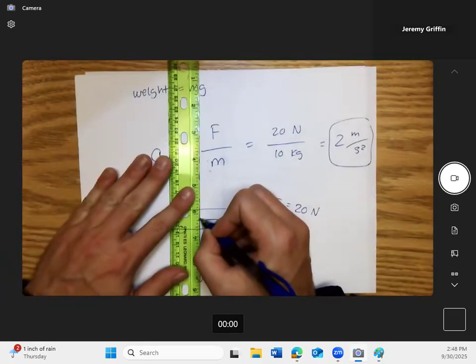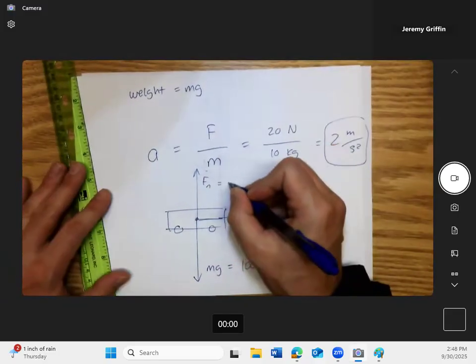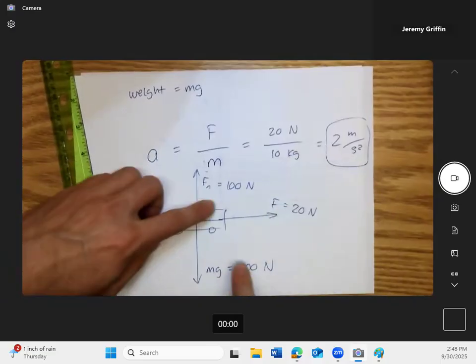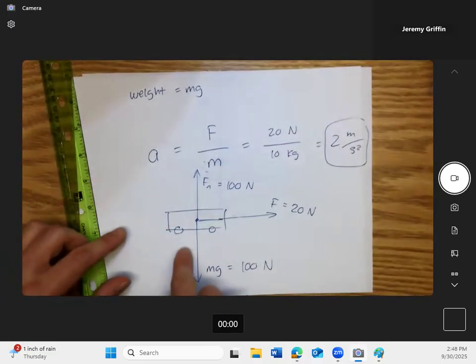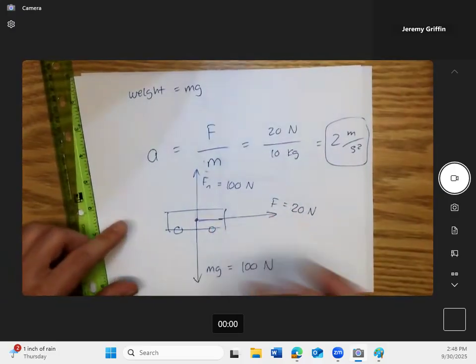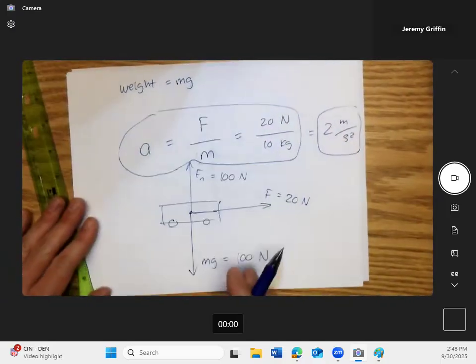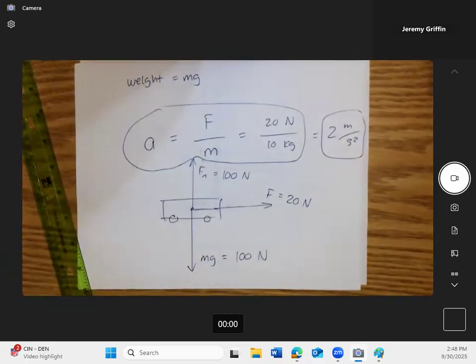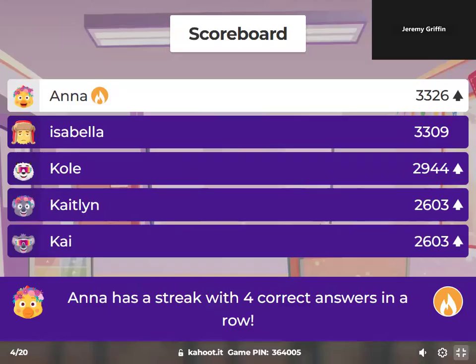Okay, and there'd also be a normal force from the ground, F sub n, which in this case would balance it out, right? So it has to be 100 newtons up, 100 down, 100 up. Now, as long as there's no frictional force, then if you pull 20 newtons, if I made it to scale, I guess that should be shorter. You guys get the idea, right? There's Newton's second law right here. Boom. We go. We got Kai, Caitlin, Cole, Isabella, Anna.